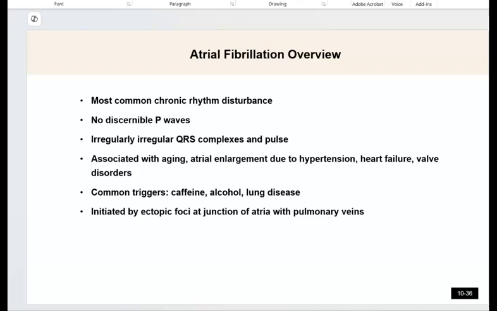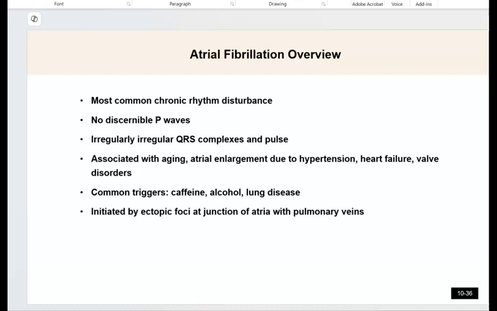So next we're going to go into AFib. I'm going to watch the videos on that as well. Remember, AFib is something you're going to see a whole bunch in practice. It's a very common disease that causes a lot of morbidity and mortality, especially in our older adults. It's the most common rhythm disturbance that you're going to see.